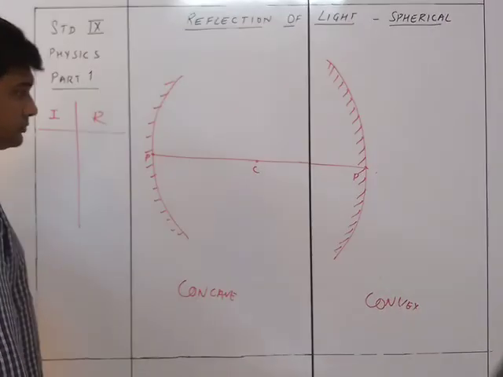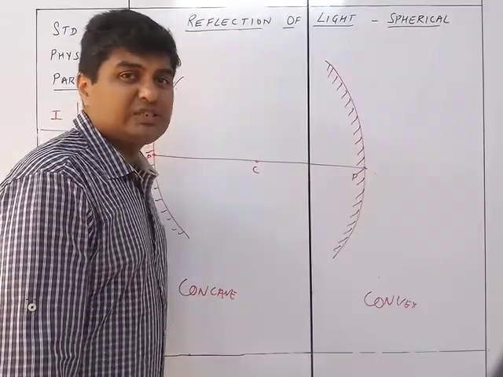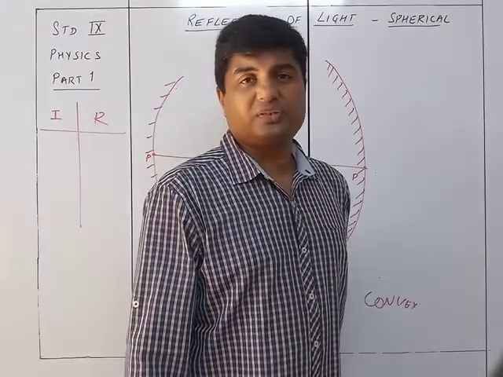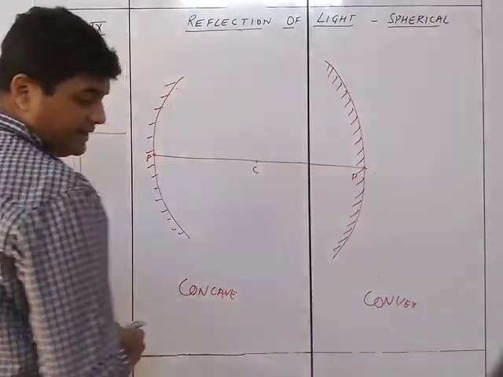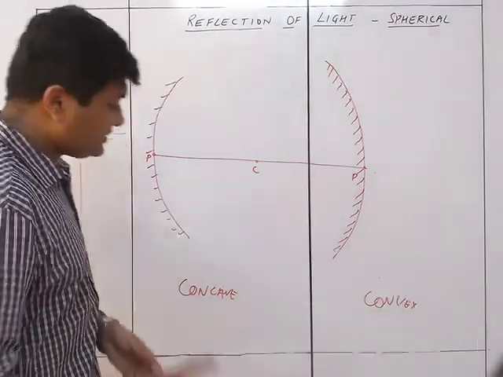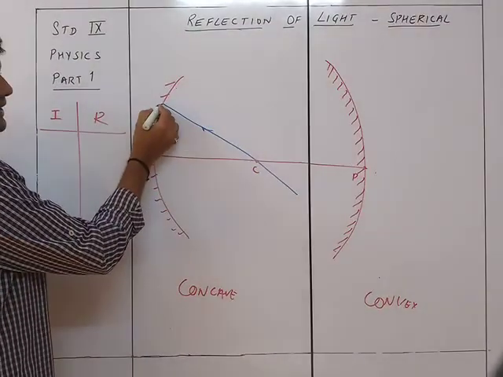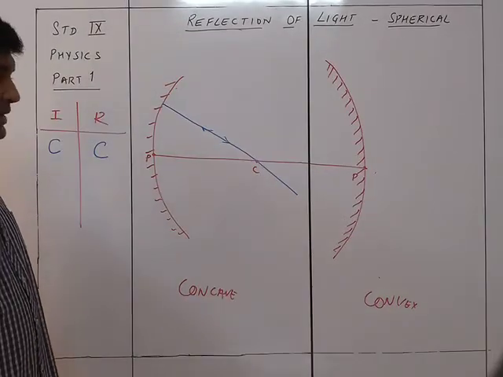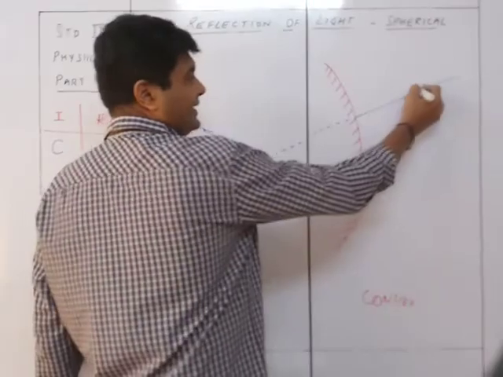Now, it will be seen that if I have a ray which is passing through C, because C is also the normal, then the reflected ray will also pass through C. So if I have a ray passing through C, then the reflected ray of this will also pass through C. So if the incident ray is from C, the reflected ray will also be from C. Same way over here, if this is the ray which has come passing through C, the reflected ray will also pass through C.